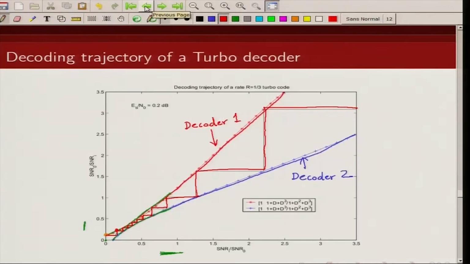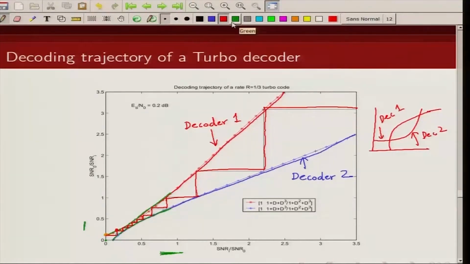Now, what would have happened if these curves had crossed? Let us look at a scenario. Let us say I had some curves which are like this. This is my decoder 1 and this is my decoder 2. Then what would have happened is, I would have initially started with 0, I got this, then I got this.